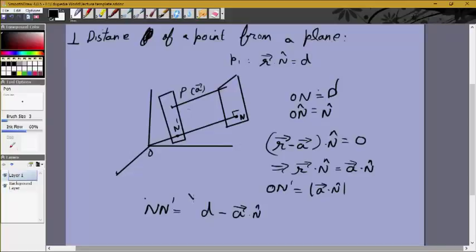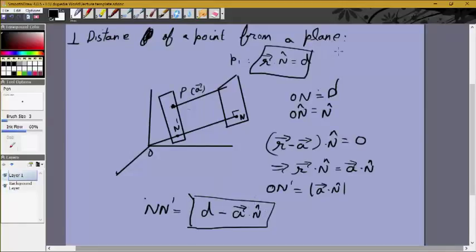So this is the final answer for the perpendicular distance. Now we know all three: the distance of a point with position vector A from a plane which is given in this form. We know A, we know D, we know n cap. So this is the answer.